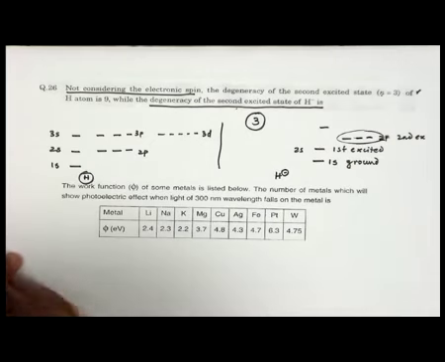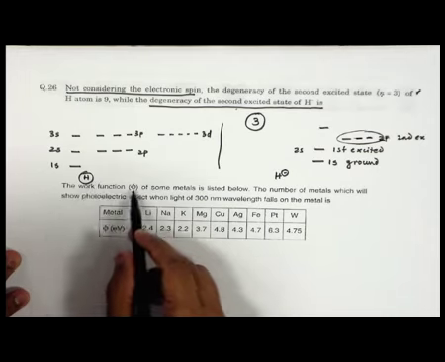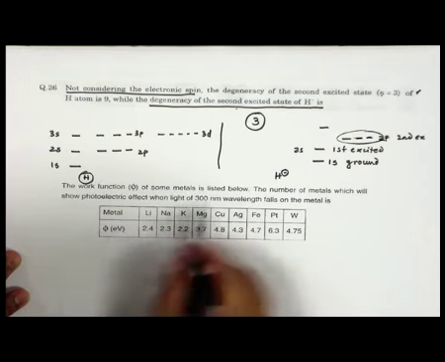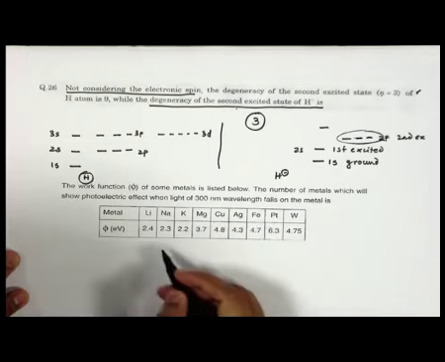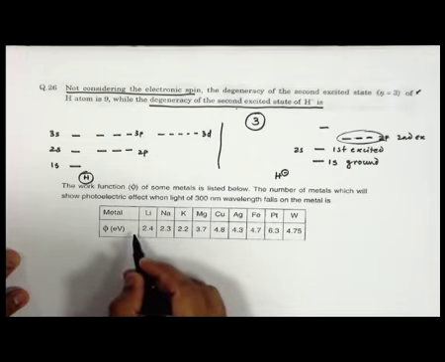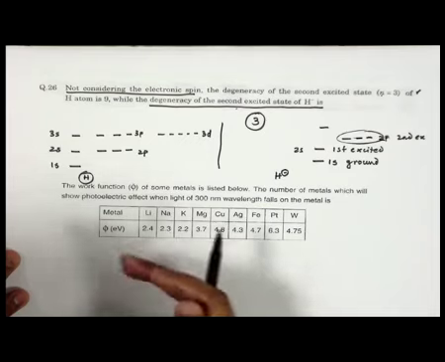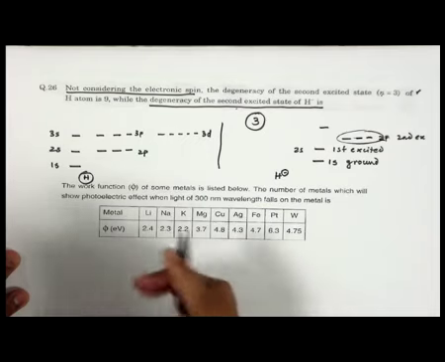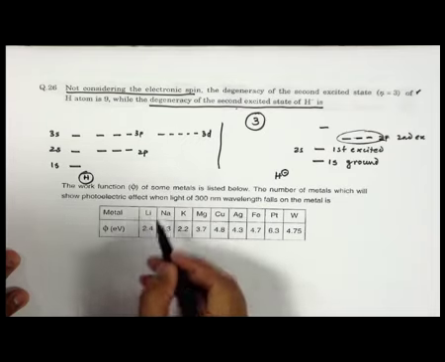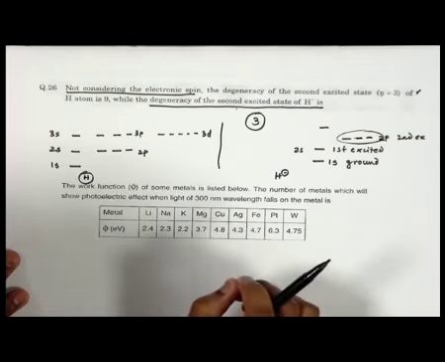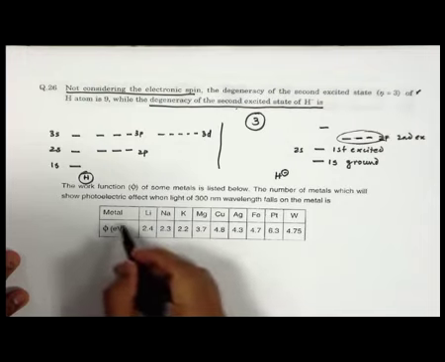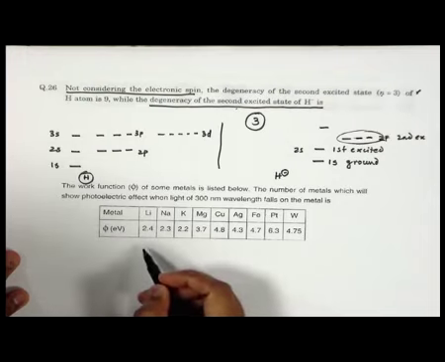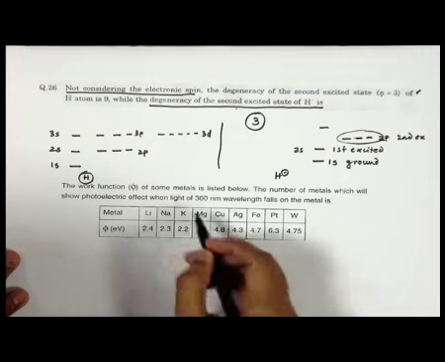The next question is from photoelectric effect. It says that the work function of some metals is listed below. So, lithium, sodium, potassium and others. Their work function, if you remember, indicates the minimum amount of energy that you must supply to the metal before you can take out its electron from the metal. So, this essentially indicates the binding energy of the electron to that metal.